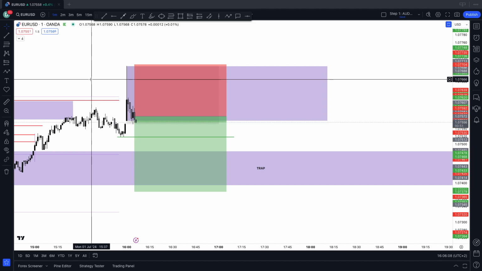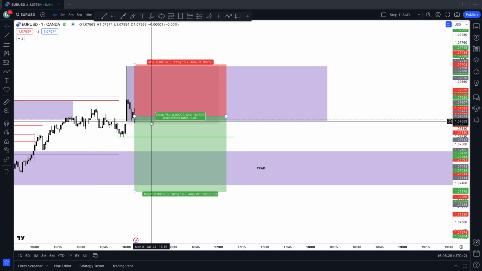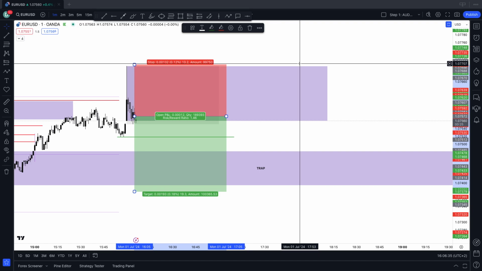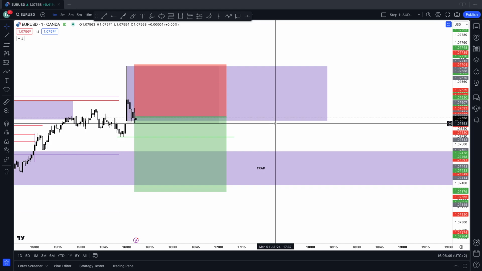But we are filled at 7.2, right? And 7.04. So it's a little bit of a late entry. You could be aggressive and enter up on the wick, but there's no point in doing that. So we're in the trade now.